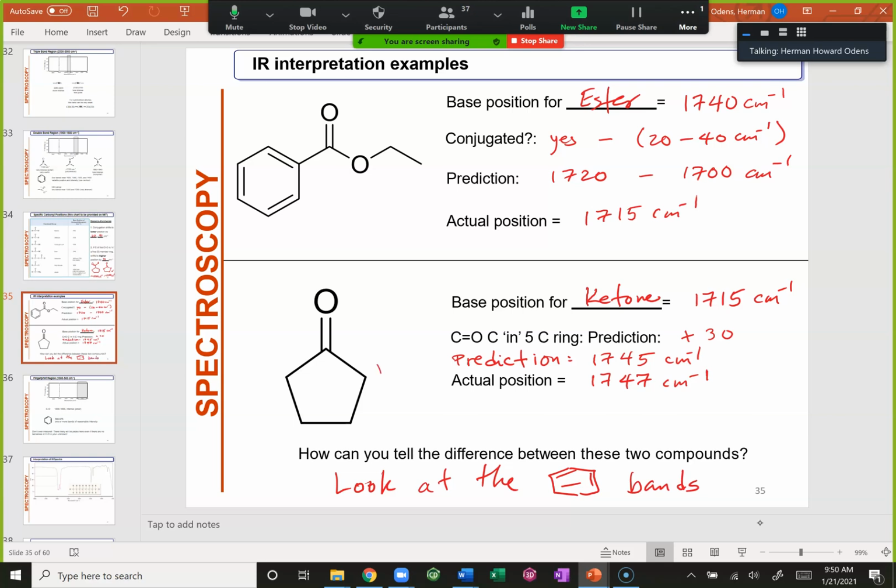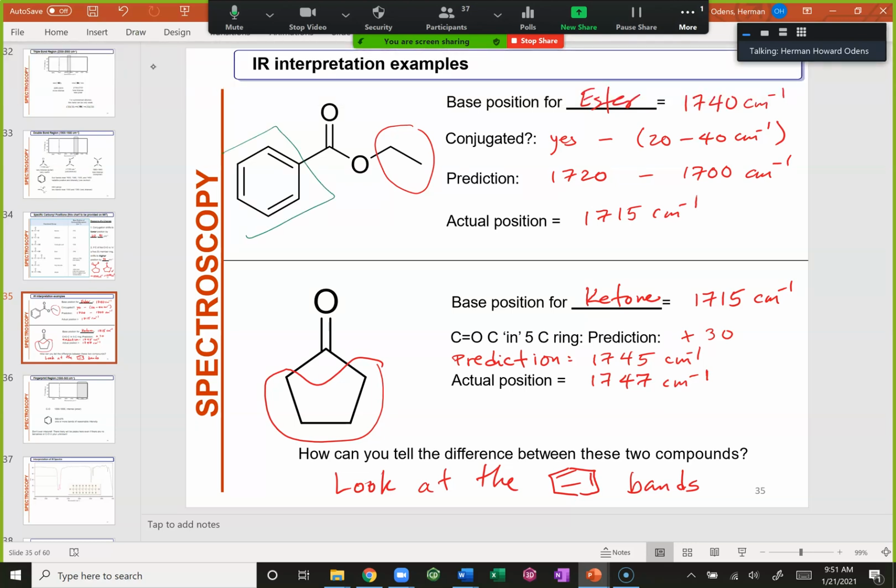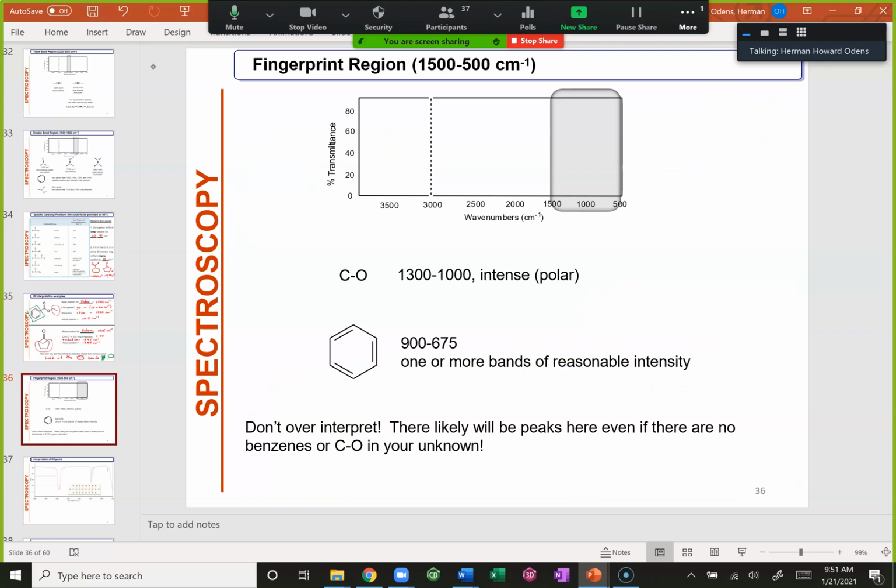Both of them will have sp3 CH character. You have sp3 CH character on both. But the benzene ring is totally different. You'll have 4 bands. Expect 4 bands of the C double bond C stretch. How cool is that? All right, so we're talking now, and that's next.